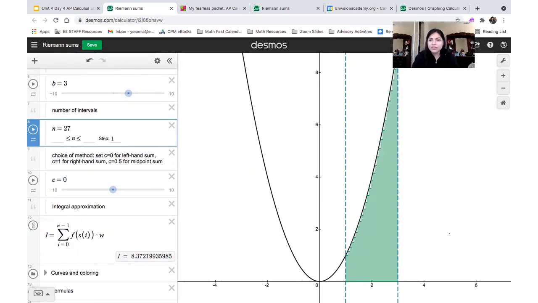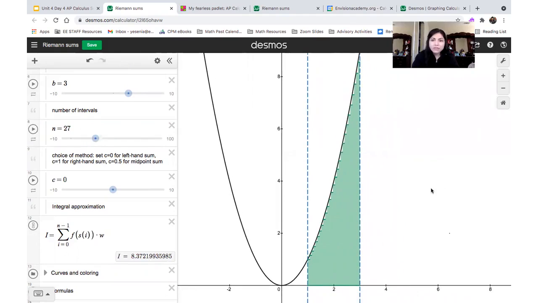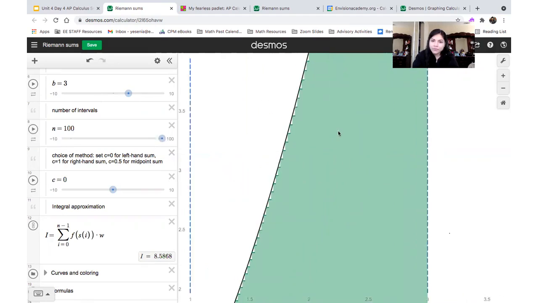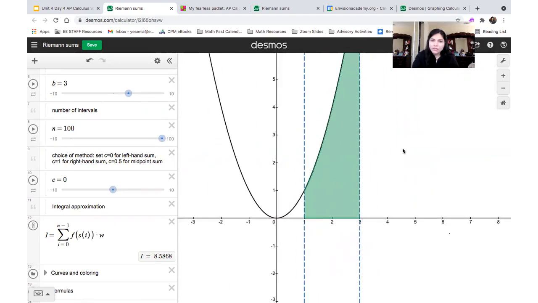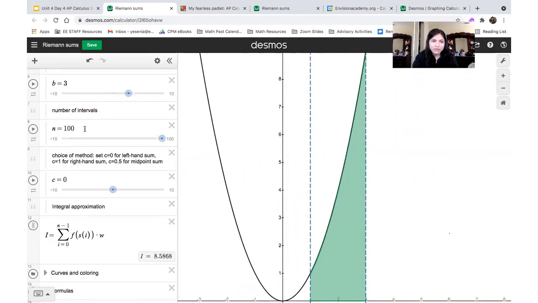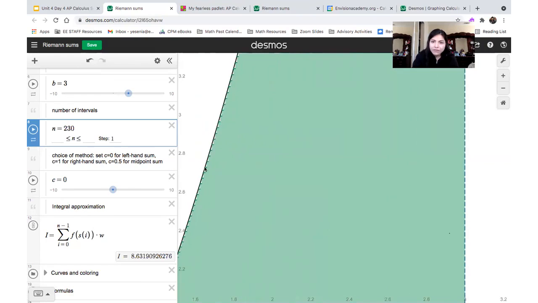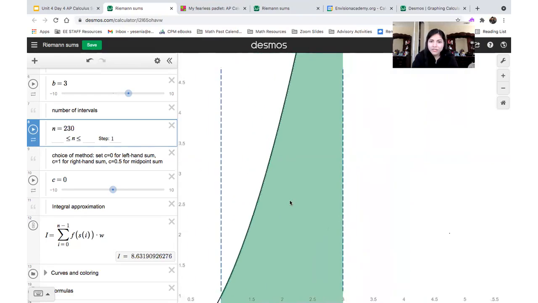Then someone else suggested 27. So we did 27. 27 looks very similar to 26 visually, but 27 rectangles is eliminating more white space from under the curve. And then we continue with the trend. So let's try 100. If you look at 100, that looks pretty cool. Until you zoom in though, you see the white spaces are still there. Then I was trying to put another number, but somehow it went very large. I think I put 230 or something. And take a look, it almost looks like a solid fill-in of that area under the curve. Except if you keep zooming in, you're going to see white space.